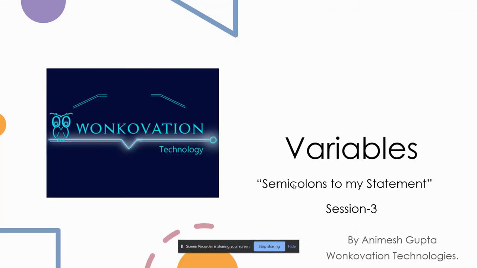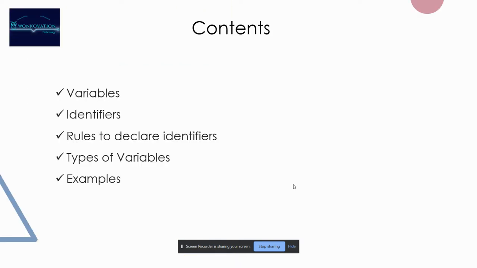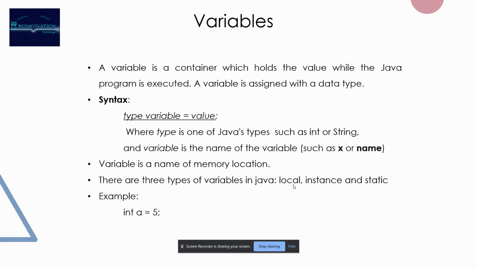Hello everyone. Today, let's talk about variables in Java, session 3. Today, we will be covering variables, identifiers, examples of identifiers, rules to declare identifiers, types of variables, and examples. So, variables. A Java variable is a container which holds the value while the Java program is executing.